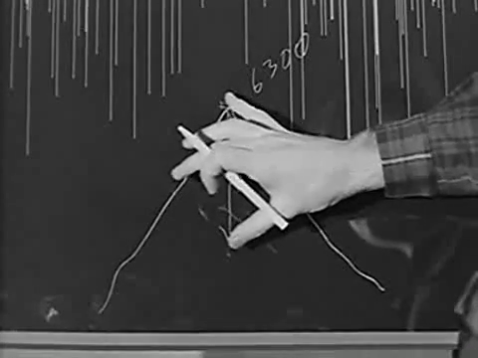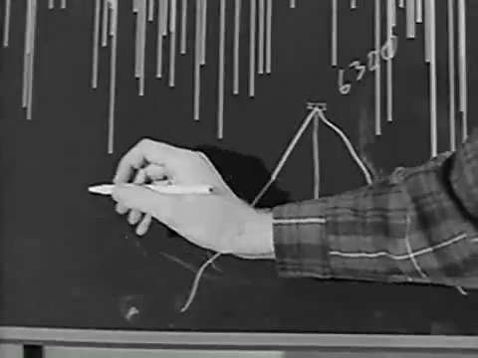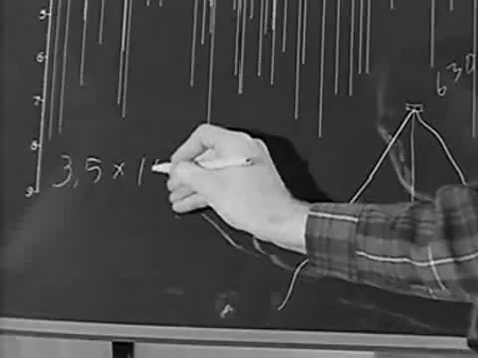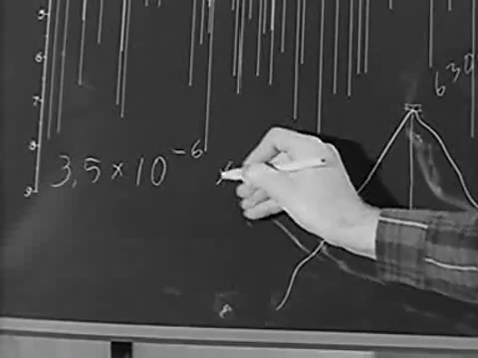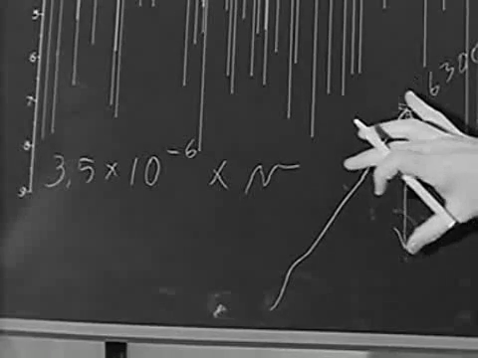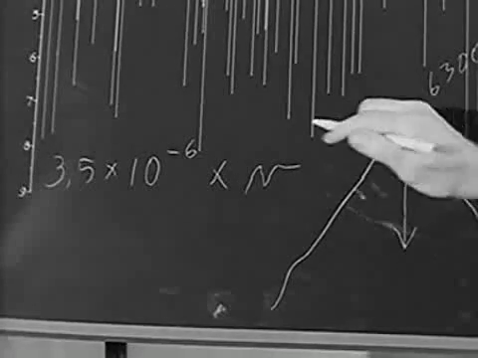Now, how far would that have been? It would have gone a distance 3.5 times 10 to the minus 6 seconds times its speed, v. So in order to know just how far it would have gone before decaying, we need to know its speed, v.